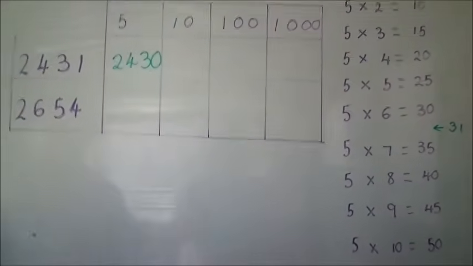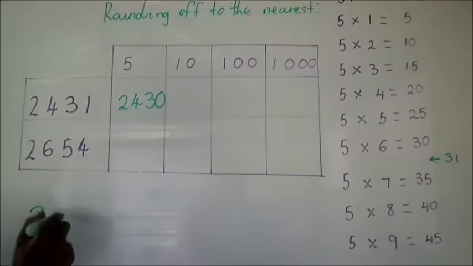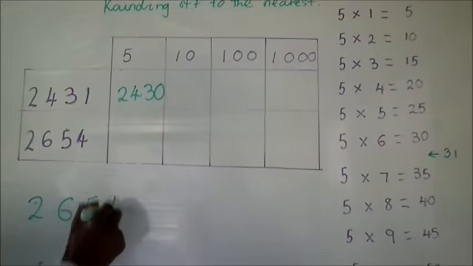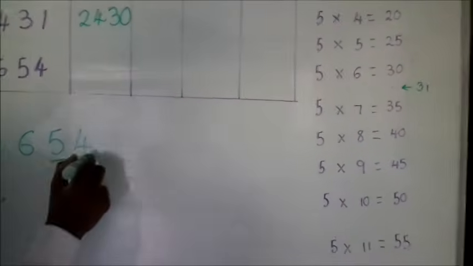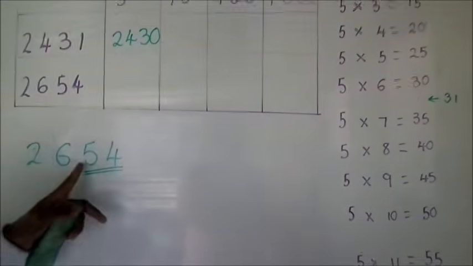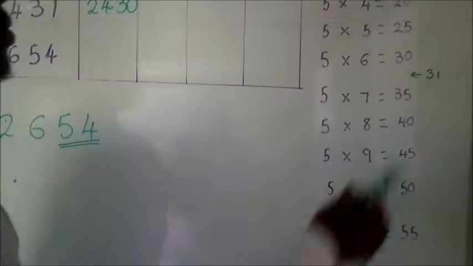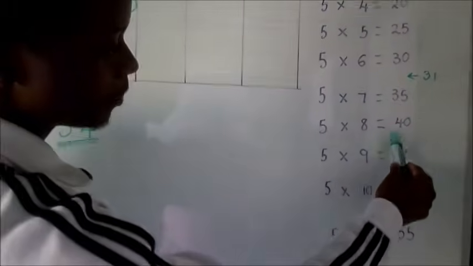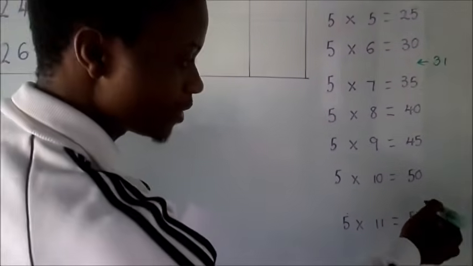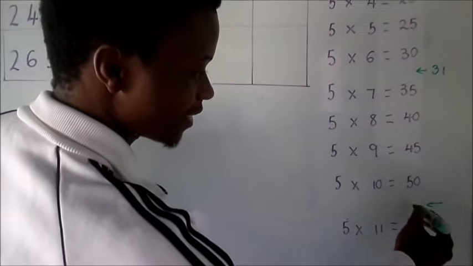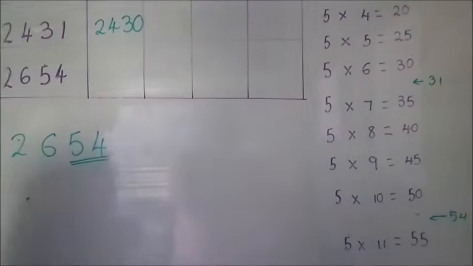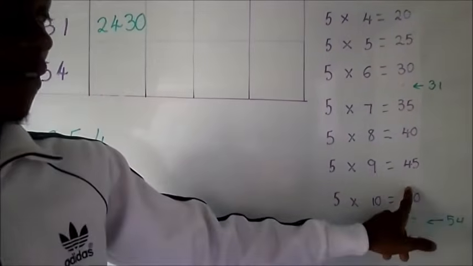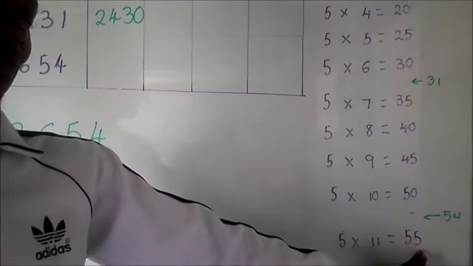Alright, let's move on to the next sum, which is 2654 to the nearest 5. Like I said, look at the very two digits, 54. Go to the 5 times table, look for your 54. Probably 54 is supposed to be here. That's where 54 is supposed to be. So let us check, is 54 nearer to 50 or nearer to 55?